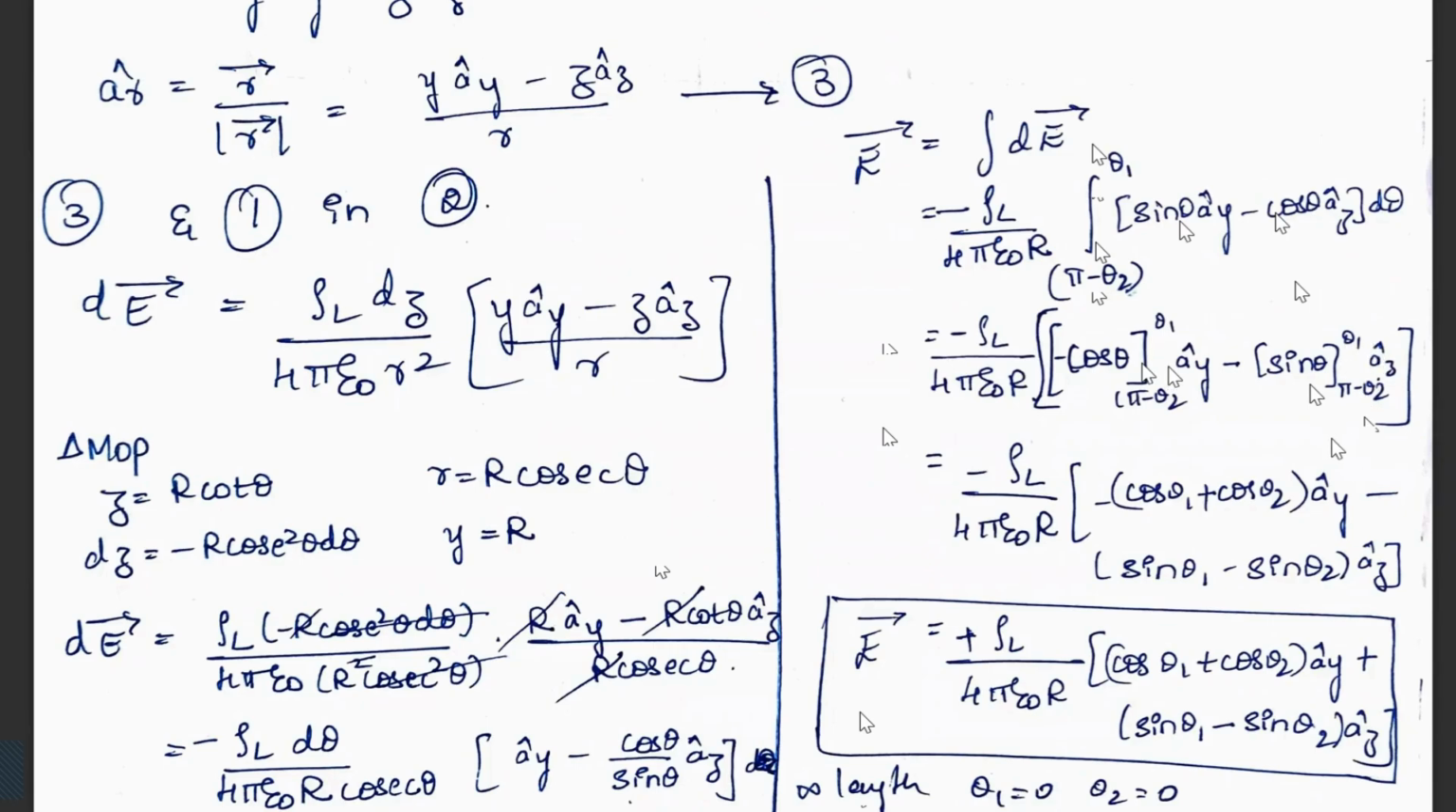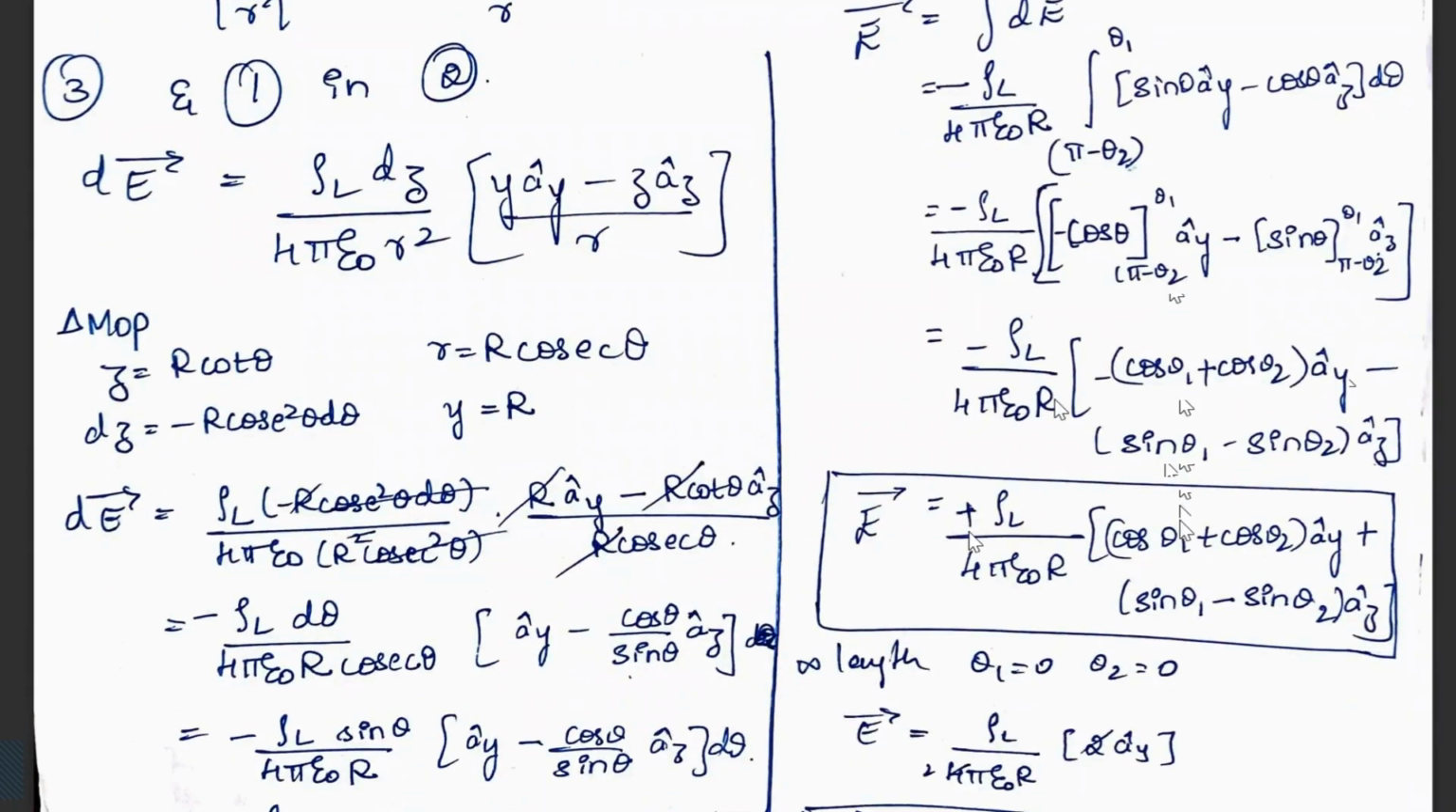Apply the limits for both the ends, that is cos of pi minus theta 2 plus cos theta 2 into ay cap, minus sin theta 1 minus sin theta 2, that is az cap. We'll get this on simplifying that. So finally, what do we get? Minus, take it common, it becomes plus rho L of cos theta 1 plus cos theta 2 into ay cap plus sin theta 1 minus sin theta 2 into az cap.